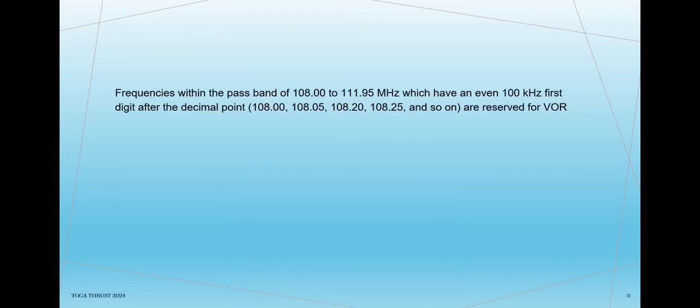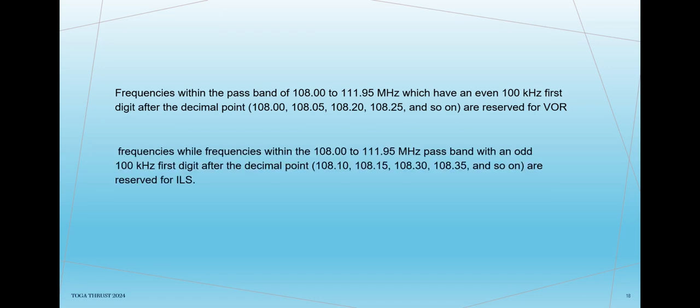Frequencies within the passband of 108.0 to 111.95 MHz, which have an even 100 kHz first digit after the decimal point, 108.0, 108.05, 108.20, 108.25, and so on, are VOR frequencies. While frequencies within the 108.0 to 111.95 MHz passband, with an odd 100 kHz first digit after the decimal point, 108.10, 108.15, 108.30, 108.35, and so on, are reserved for ILS.